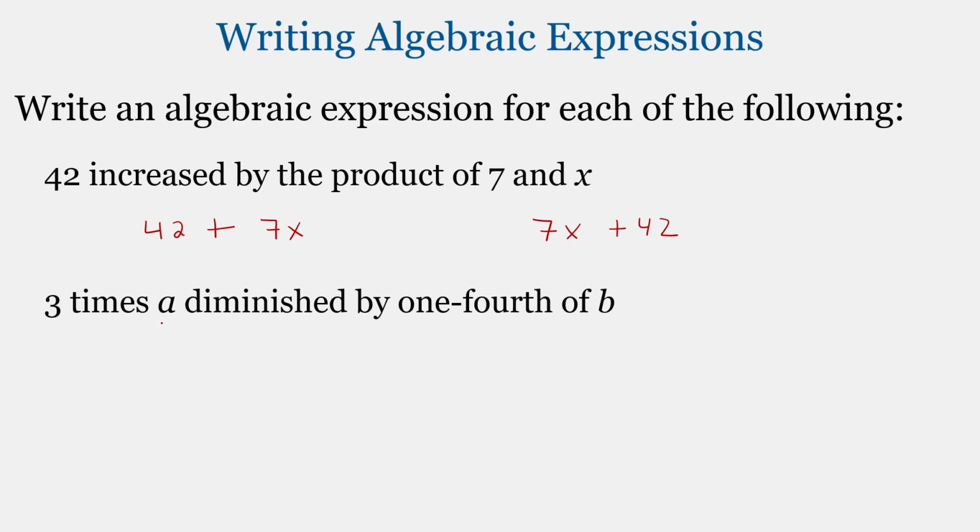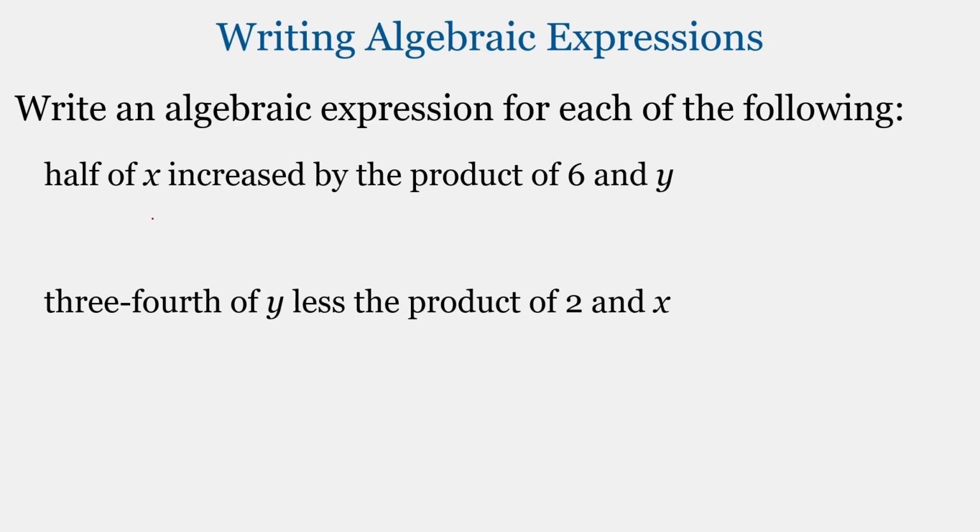3 times a diminished by 1/4 b. Diminished is decrease, so we're looking at subtraction. So we have 3 times a, so that's 3a. And then we're going to diminish it by, so subtract from it, 1/4 b. And we can write this as 3a minus b over 4. And again, either of these expressions would be correct.